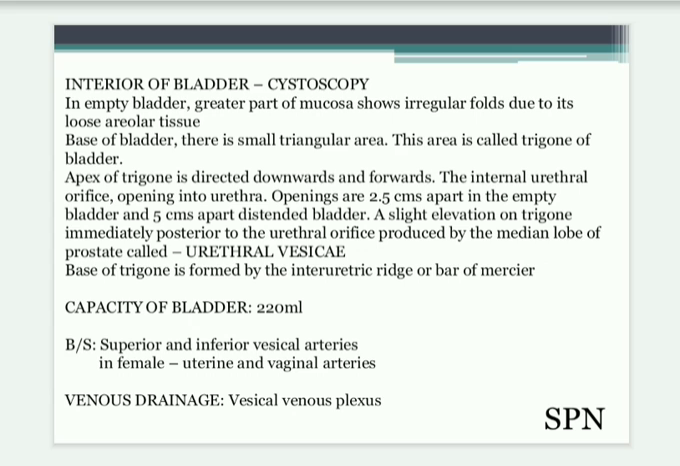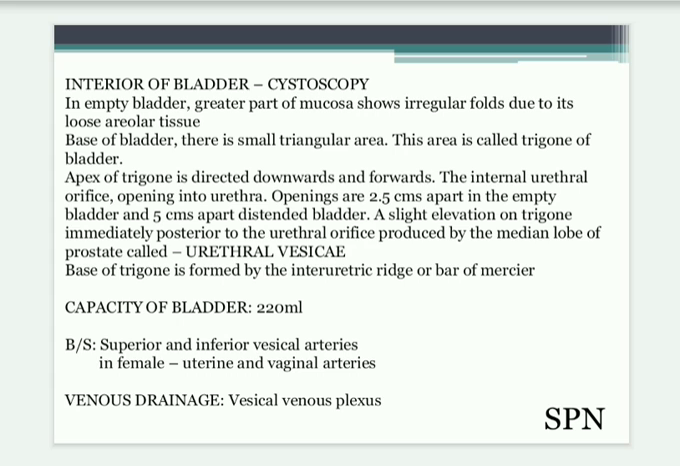The base of the trigone is formed by the interureteric ridge or bar of Mercier. This is most important. The base of the trigone is formed by the interureteric ridge or bar of Mercier. And the capacity of the bladder can hold up to 220 ml.